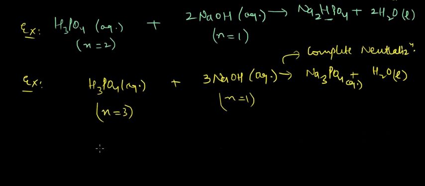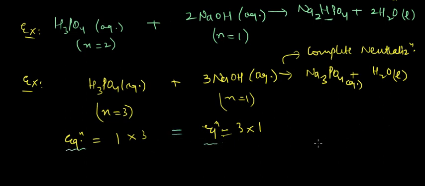So if you have to talk about the equivalents, equivalent is defined as number of moles times n factor. Number of moles of H3PO4 used is 1 and n factor is 3. Equivalents for NaOH would be: number of moles of NaOH used is 3 and n factor is 1 here. So you can see that the number of equivalents in both the cases, after the completion of the reaction, would be 3.